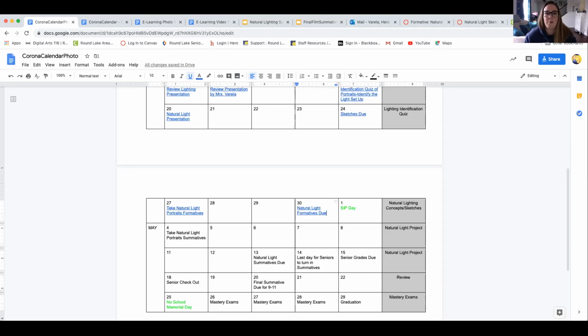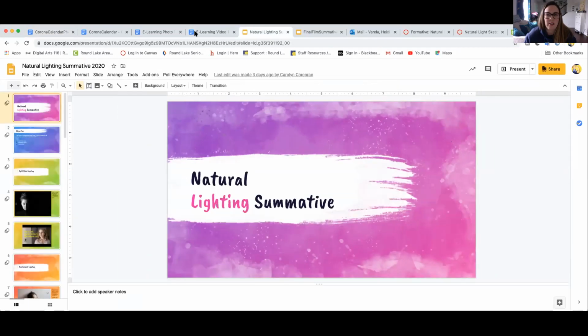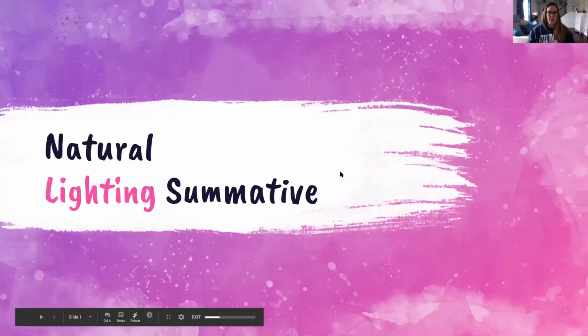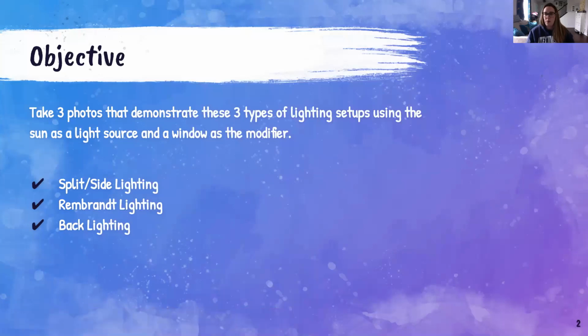So let me bring up the presentation again. Okay, so this is our final summative. So let me just go over the objective. So you guys are going to take 3 photos total that demonstrate these 3 types of lighting setups, and you're going to use the sun through a window as the light source. So the window is modifying the light.